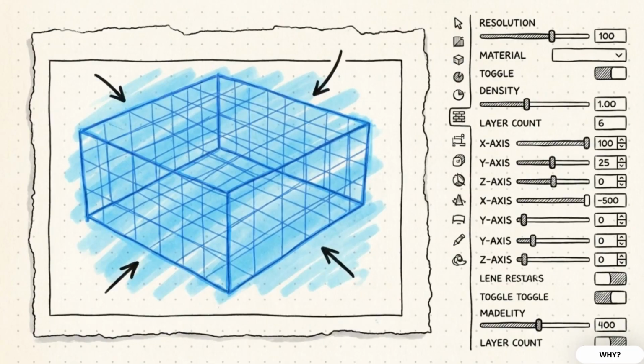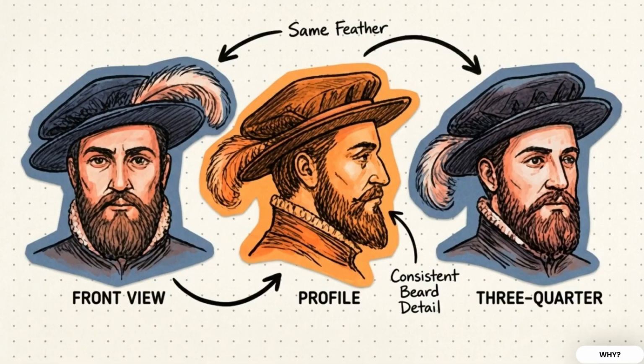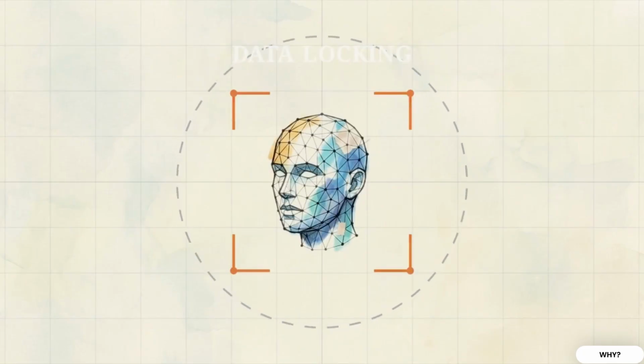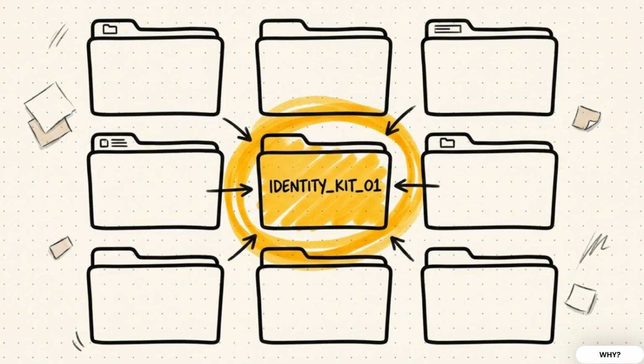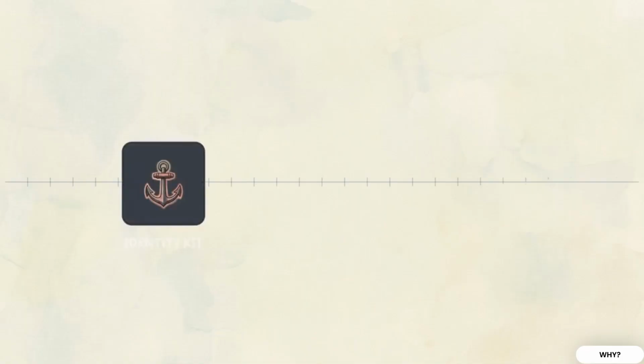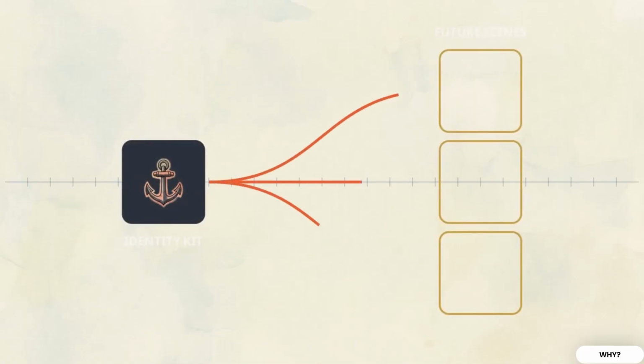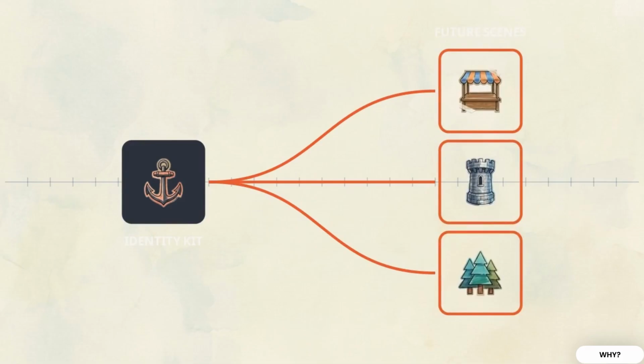At this stage, we are not interested in movement. We are interested in establishing a visual baseline. Step 1 is generating an identity kit. This character sheet provides a facial reference from 3 different angles, ensuring the costume and features are established as a fixed data point. We save these images as a reference library. By doing this, we create a strict visual anchor that we will feed into every future scene prompt.